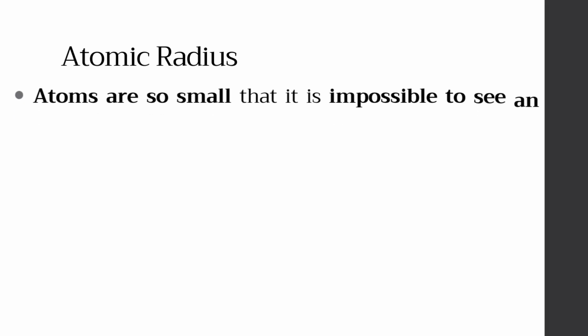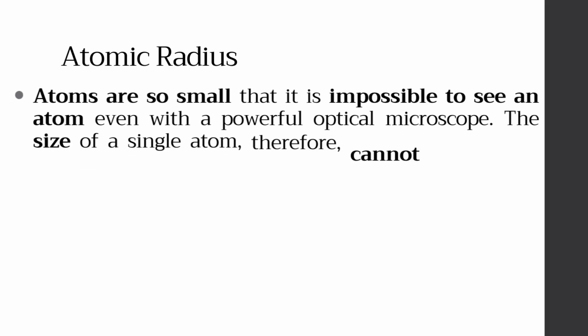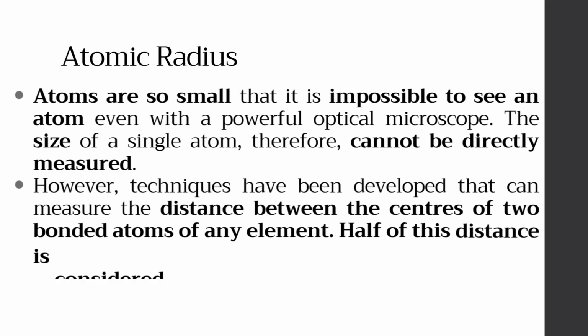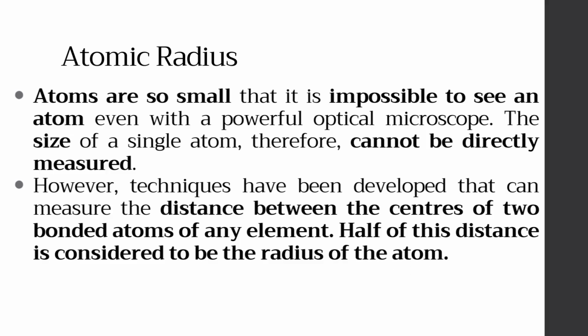Atoms are extremely small, so small that even a powerful optical microscope cannot see them. Because of this, we cannot directly measure the size of a single atom. Instead, scientists measure the distance between the centers of two bonded atoms. Half of this distance is called the atomic radius.